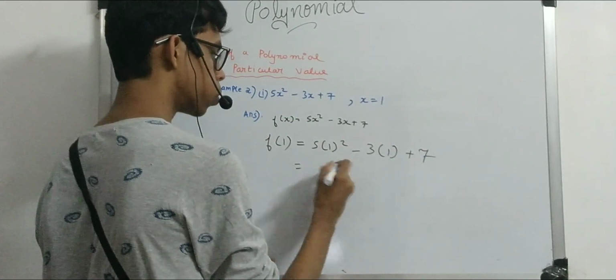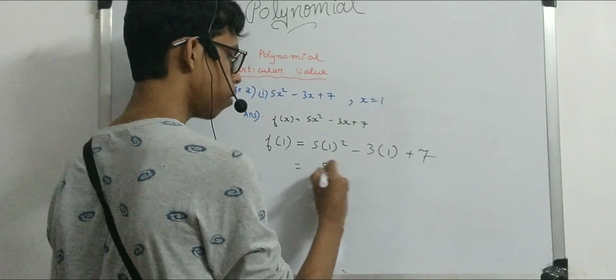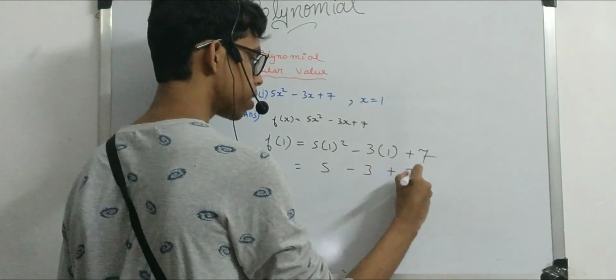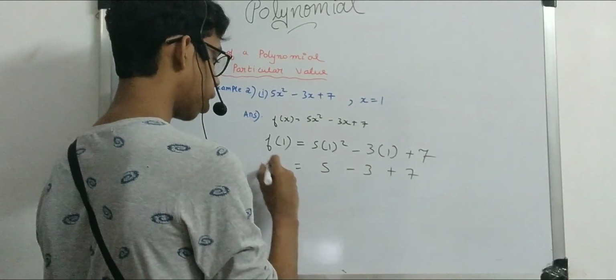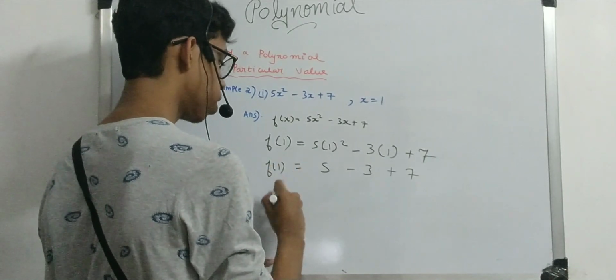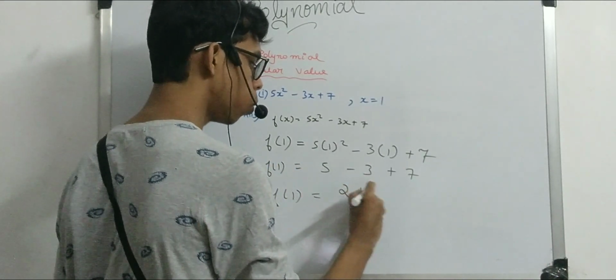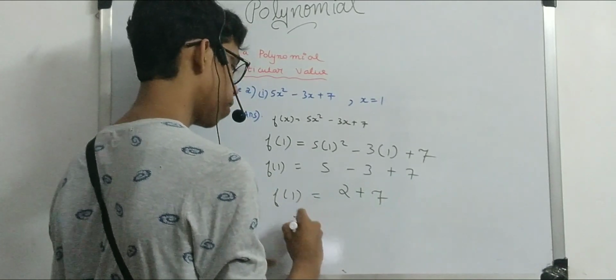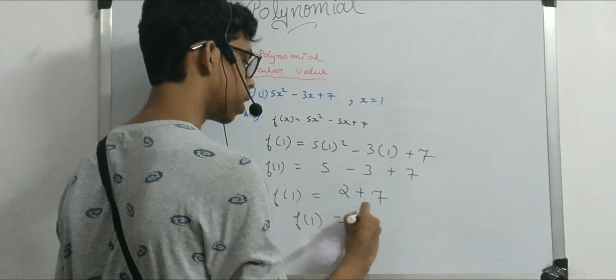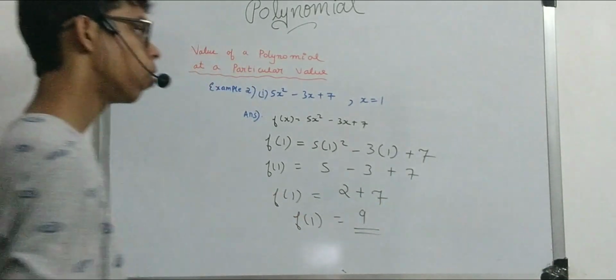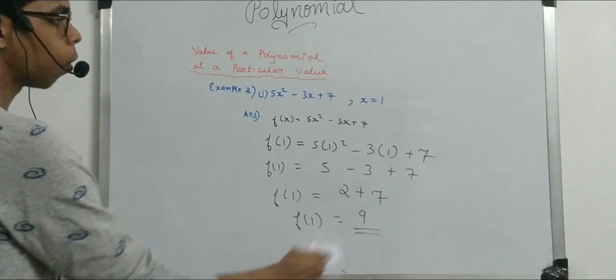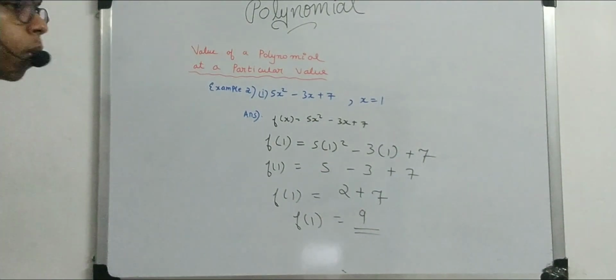Okay, now you can just do it. 5 into 1 is 5, minus 3, plus 7. So f of 1 is equal to 5 minus 3, which is 2, plus 7. So we will get f of 1 is equal to 9. Okay, so this is the value of the polynomial at x is equal to 1. Okay, I hope it is clear.